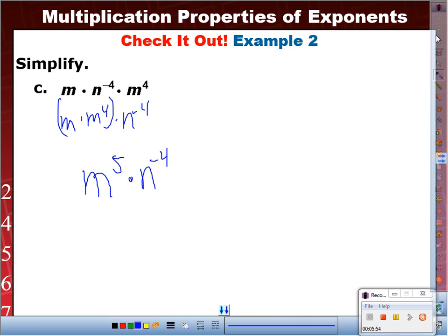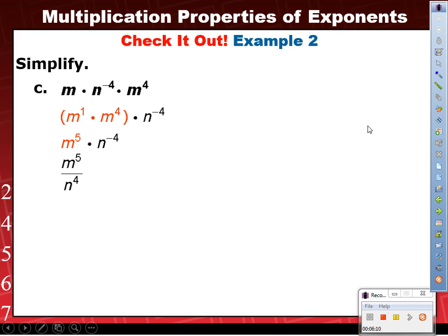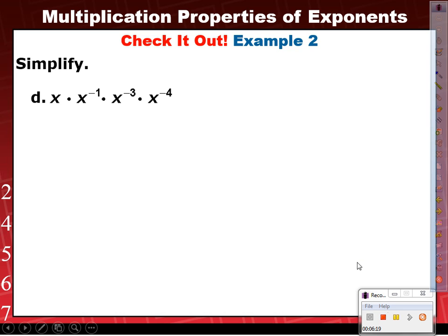Copy this next one down, please. It's x times x to the negative 1 times x to the negative 3 times x to the negative 4. Copy that. See if you can simplify that. You got 15 seconds. Go.